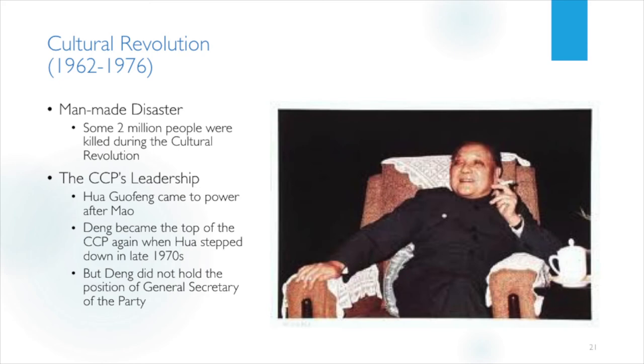So after the Cultural Revolution, some 2 million people were killed in China. And Hua Guofeng is actually the guy who arrested the Gang of Four in the Cultural Revolution, and then he had power at that time. But Hua Guofeng advocated following the "two whatevers", which was disputed by Deng Xiaoping, and then later on you have the power struggle between Deng Xiaoping and Hua Guofeng. So Hua Guofeng later on was removed. So Deng Xiaoping became the top leader in China.